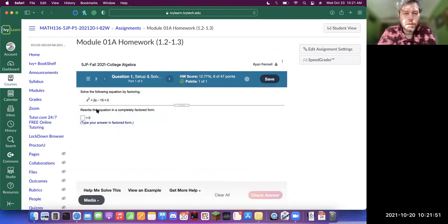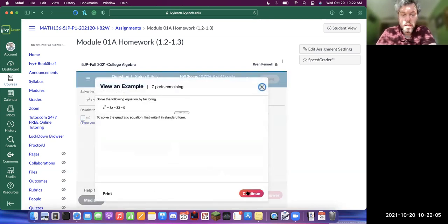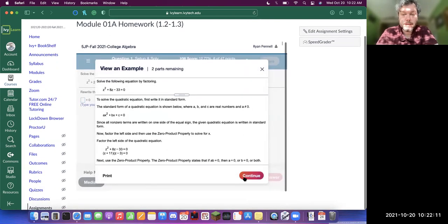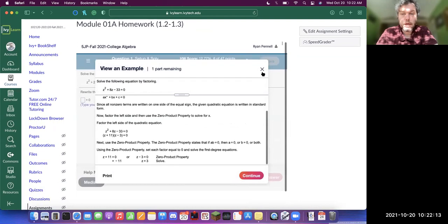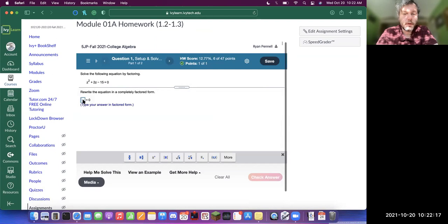So this one is asking, solve the following equation by factoring. We have z squared plus 2z minus 15 equals 0. So we're asked to factor this. You can click view example if you want help with how to factor this. This gives you step-by-step instruction of how to answer the question, but I'm probably going to do it a little bit different than the computer.